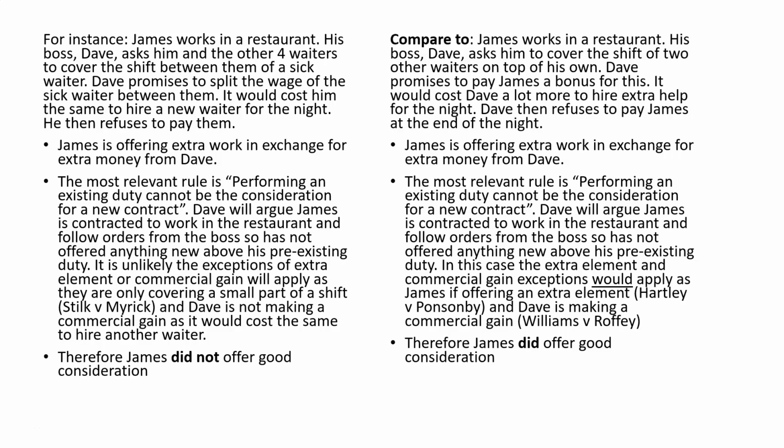However, in this case, James would have a good argument that he has provided an extra element in the fact that he is doing a significantly bigger proportion of work, such as in Hartley v Ponsonby, and also that Dave is making a commercial gain because it would cost him a lot more to hire extra help. So he's actually saving money by asking James to do these extra shifts. So you'd apply Williams v Roffey there. So in this case, because the exceptions apply, you would say that James did offer good consideration.